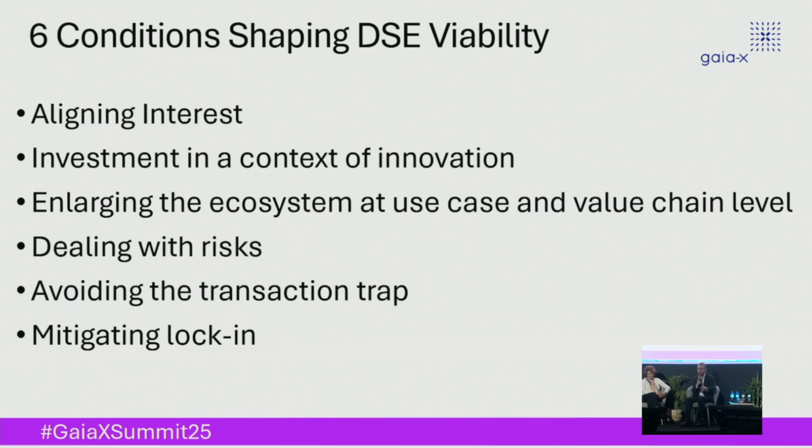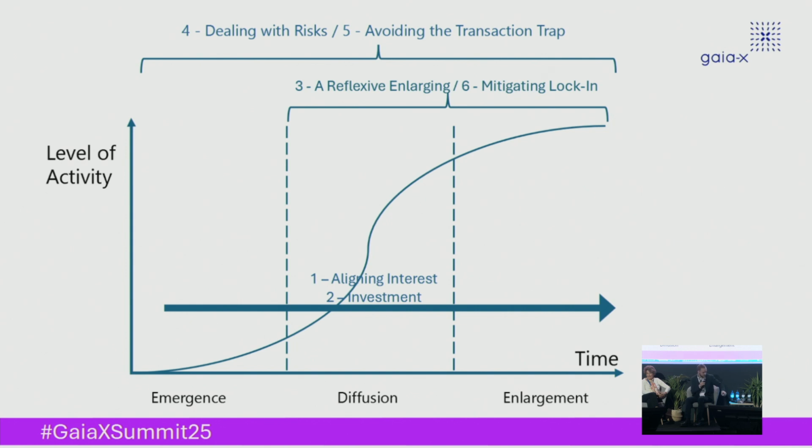I will just say that, as I mentioned in my introduction, data sharing ecosystems are dynamic organizations, and those conditions can vary depending on the stage of the ecosystem and during its lifespan. If you are running a data sharing ecosystem, you don't need to focus on all of those conditions at the beginning, but some conditions will become more and more important depending on which stage you are at.